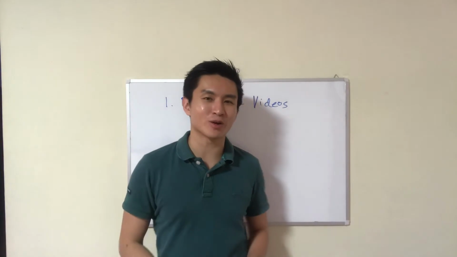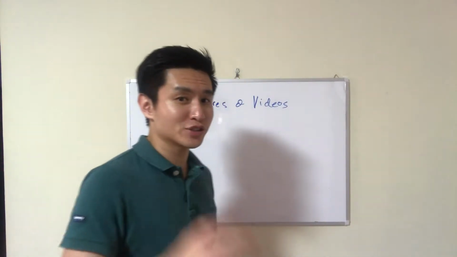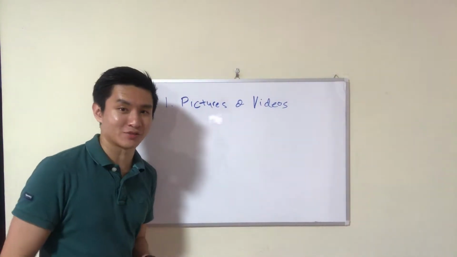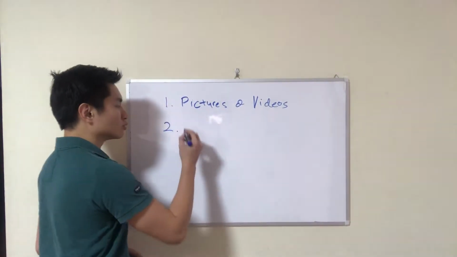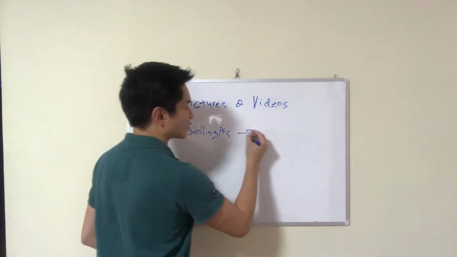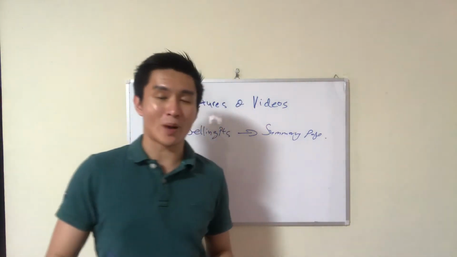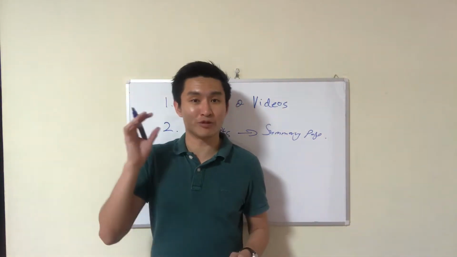Okay, so we're back now at the whiteboard. So what are the things you need to create good advertising media for your home? First of all, you need great pictures and videos. Second, you need to know your selling points so that you can create a nice summary page for your buyers where they can take it home with them and remember your house.